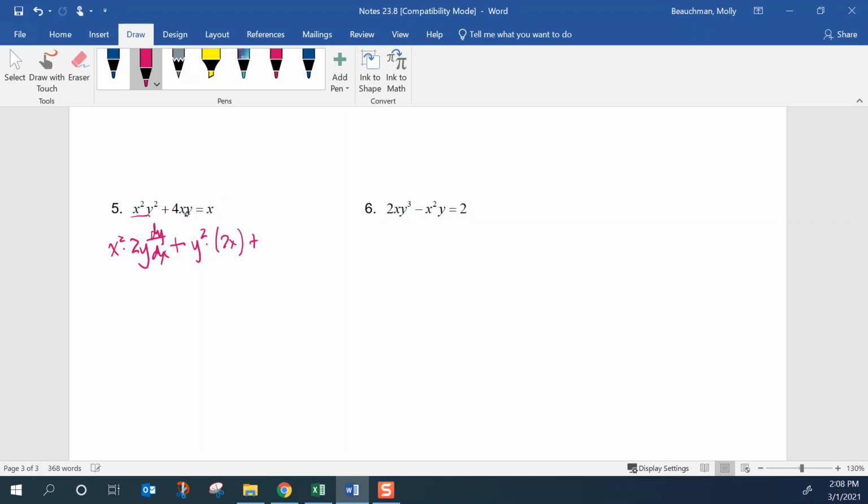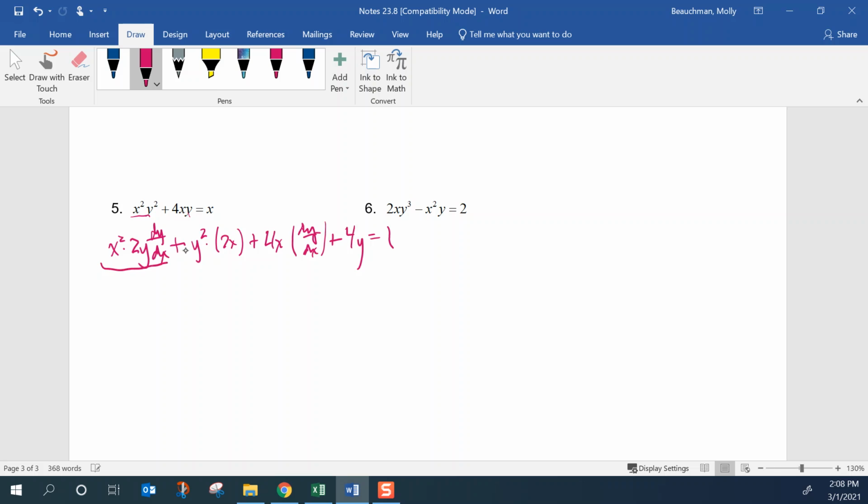Plus 4xy, we need to do that again. I'll keep 4 with the x. So the first function is 4x times the derivative of y, which is dy/dx, plus the second, y, times the derivative of 4x, would be 4y, is equal to the derivative of x, which is 1.